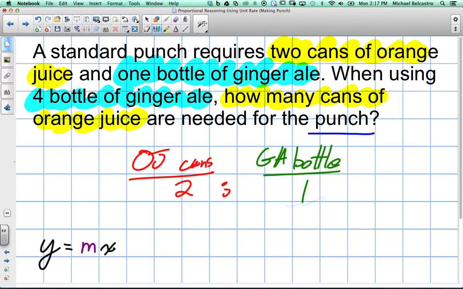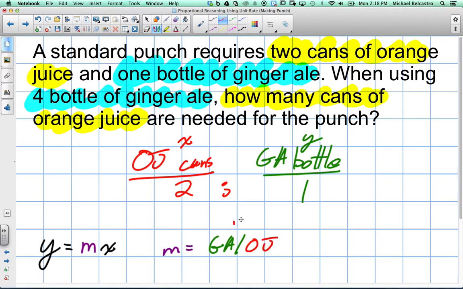So for argument's sake, the first way we'll solve this, let's just say OJ is our x variable. And ginger ale will be our y variable. Okay, so for every can of OJ, we have to build a rate. Our m is our rate here. So our rate is going to be per OJ. So how many ginger ale bottles per OJ do we need?